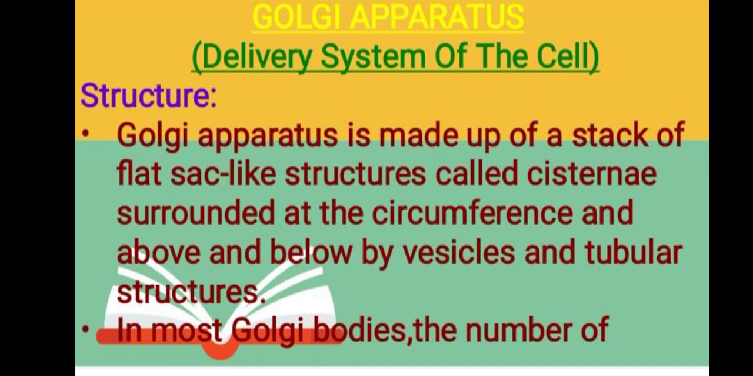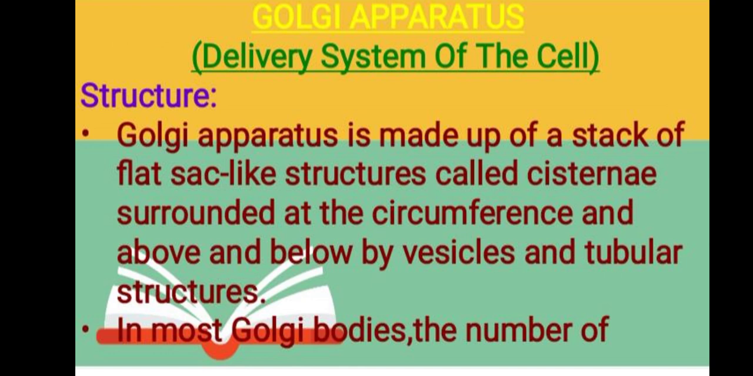The next cell organelle we are going to talk about is Golgi Apparatus. Golgi Apparatus is also called Golgi bodies or Golgi complex. In case of plant cells, it is known by the name dictyosomes.